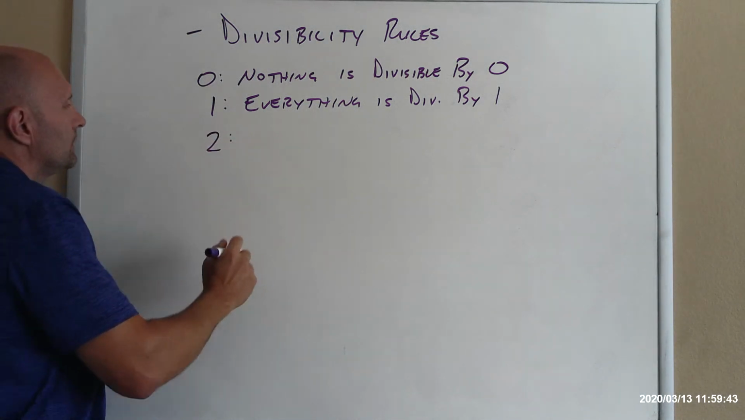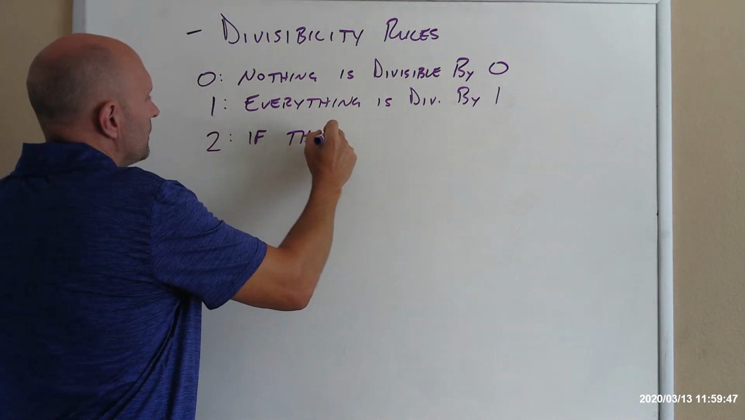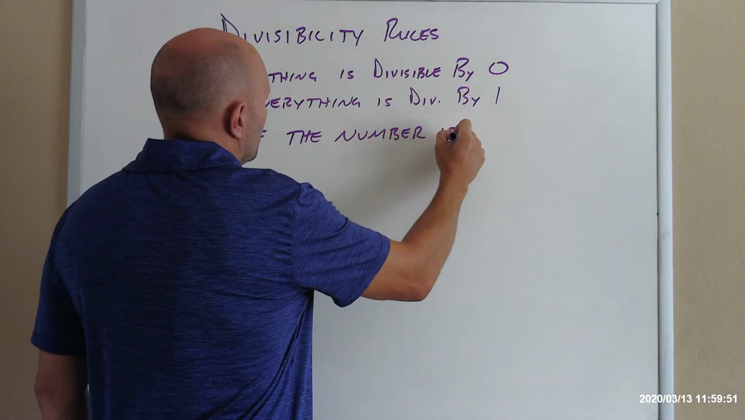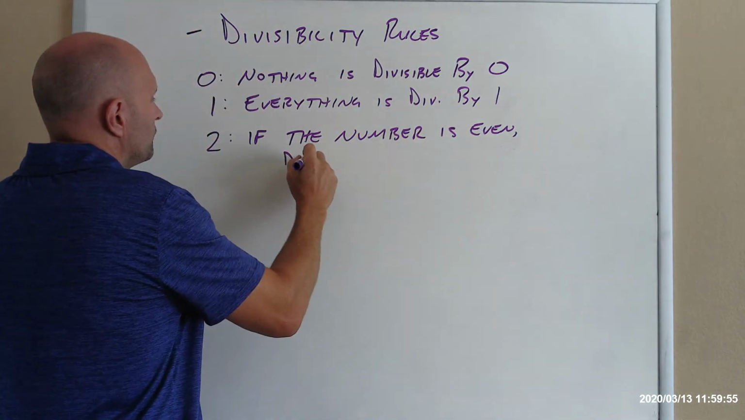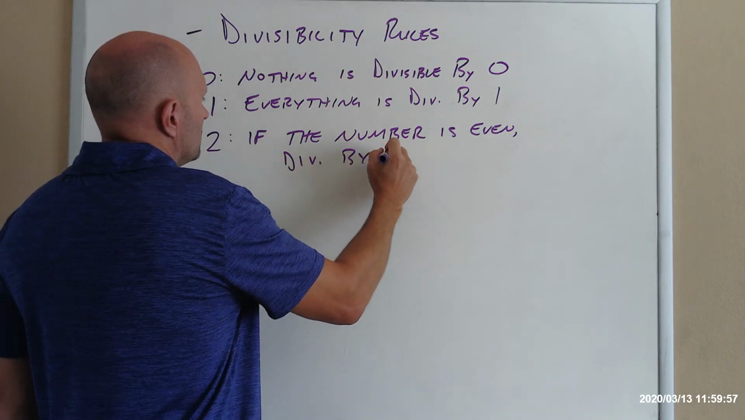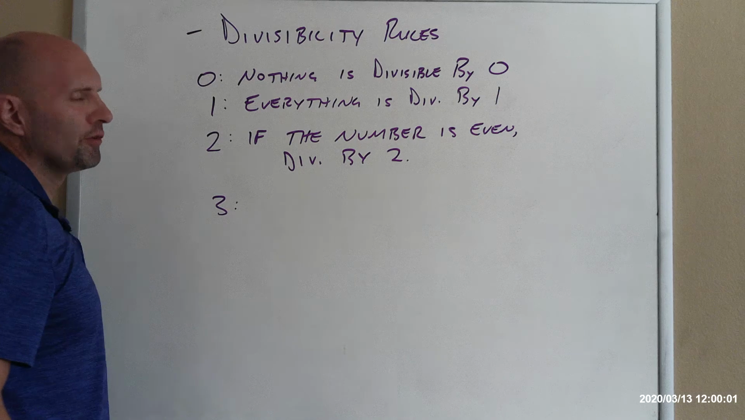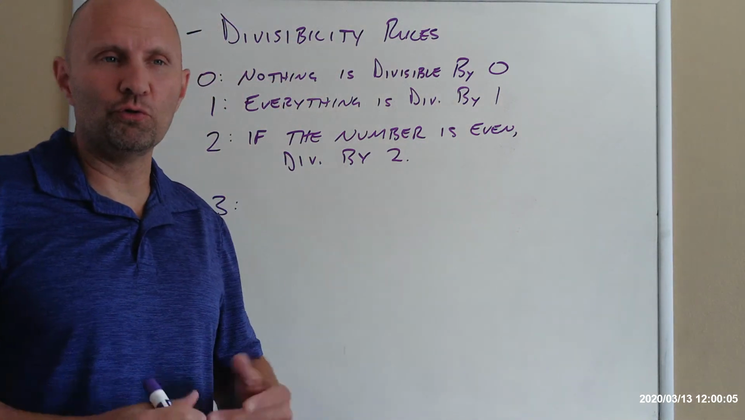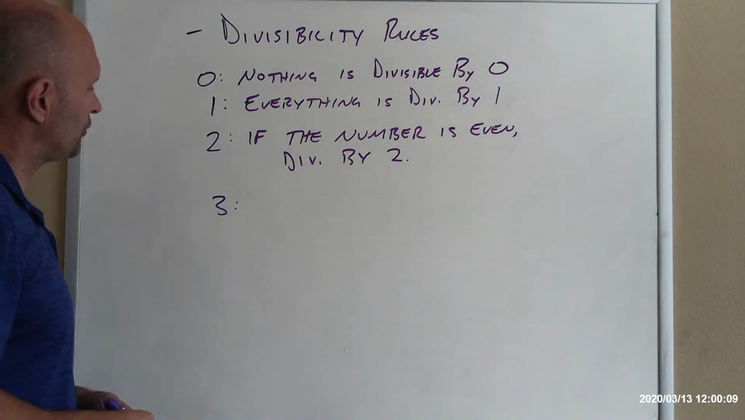2. If the number is even, it is of course divisible by 2. The first 3, not too bad. 0, you can't do it. 1, everything. 2, if it's even, it's divisible by 2. Now we'll get into some of the tricks.